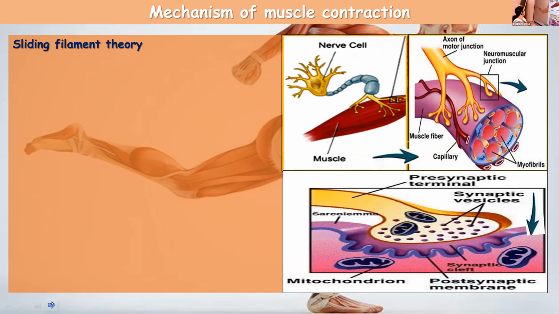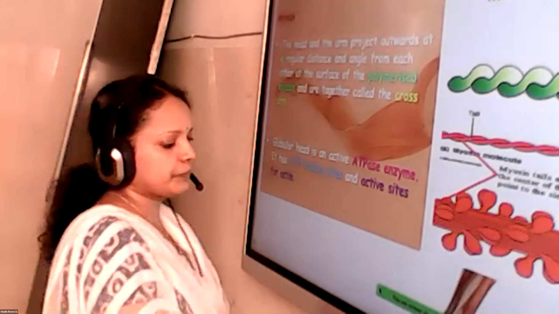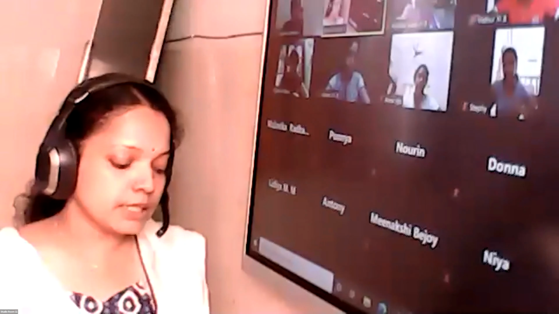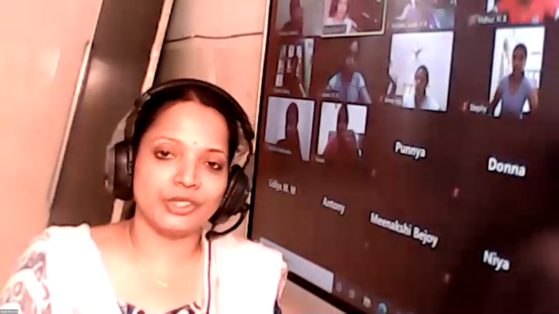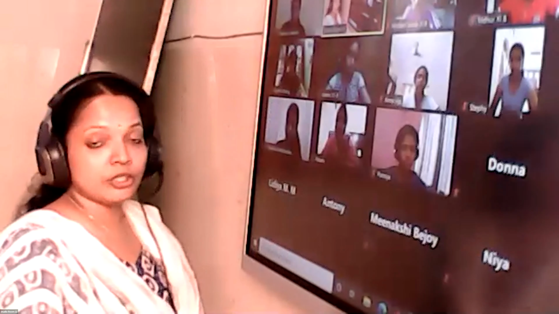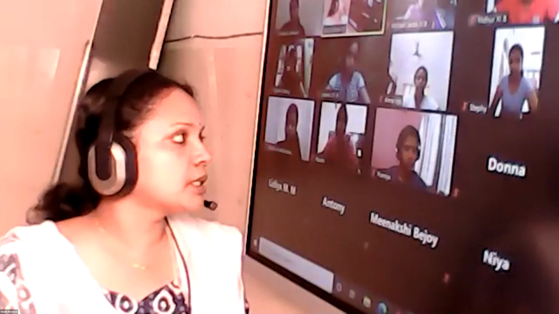So with that, we have completed the structure of actin and myosin. Now the last part is the sliding filament theory. Sliding filament theory can be asked as an essay question, how the muscle contraction is taking place. Sliding filament theory explains how muscular contraction is taking place with the help of these proteins, actin and myosin. So please summarize the structure of the contractile proteins, actin and myosin, we discussed. Vidur can start.